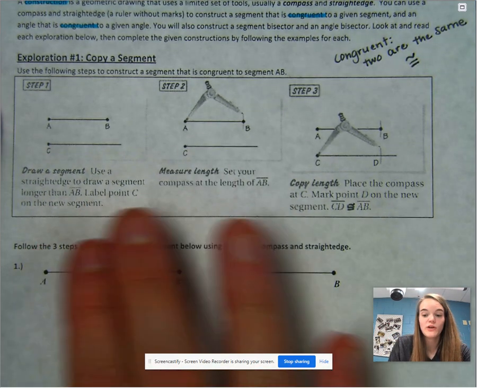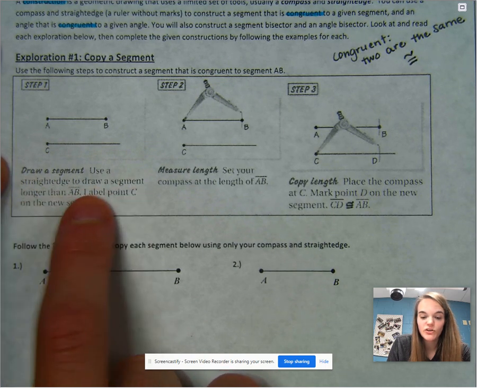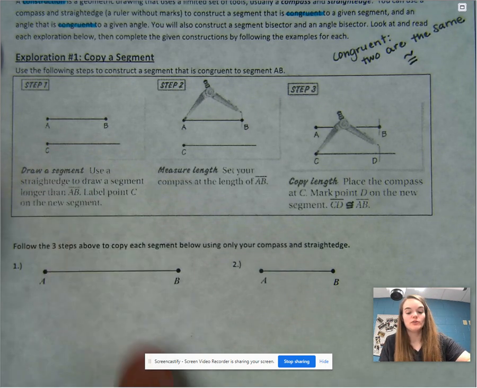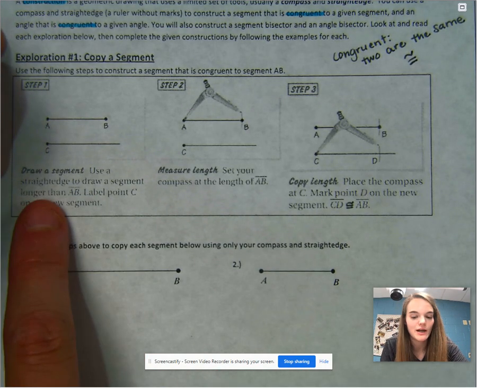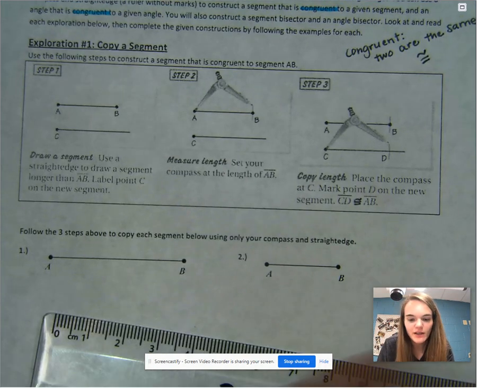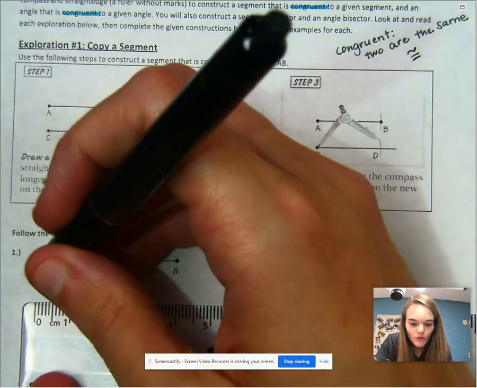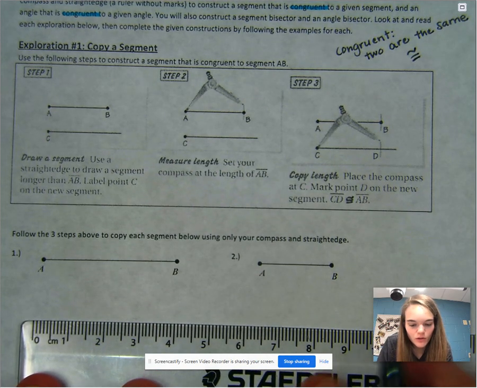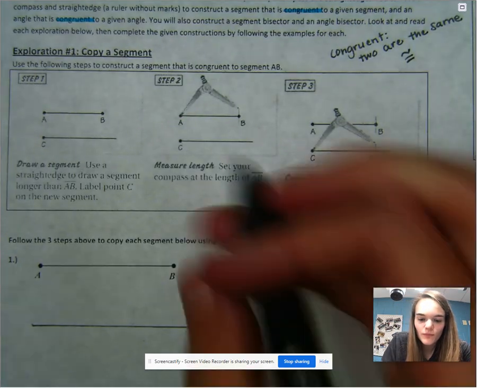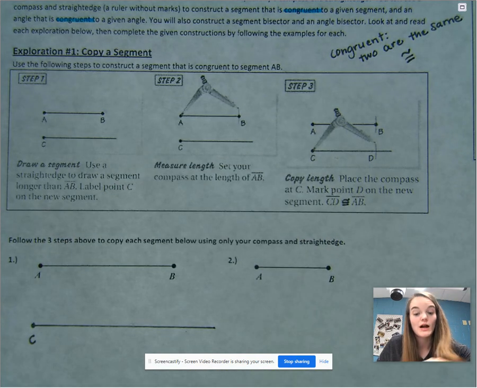Okay, so you have read these directions, or should have. Draw a segment. Use a straight edge to draw a segment longer than AB. Well, they've already done that for us. No, they have not. I'm not reading it correctly. See, you read it right. I need to read it right. Use a straight edge to draw a segment longer than AB. So here's AB, and I'm going to draw something larger than that underneath. That's longer. Okay. Label point C on the new segment. I'm done with step 1.